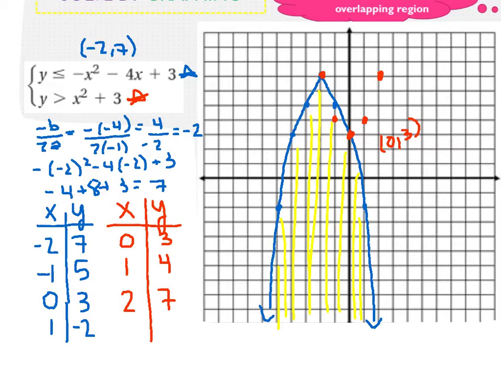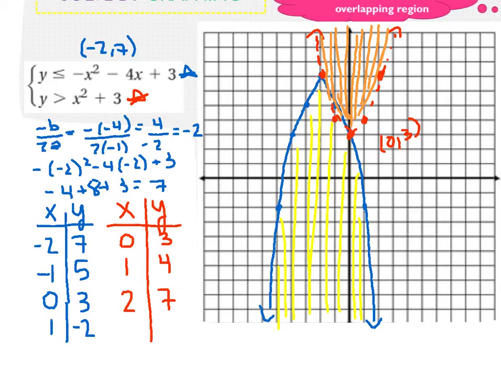And then now I'm just greater than, so I'm going to use a dashed or dotted line. And we are greater than, so I'm going to shade above. So you can see that our solutions are going to include the points that they have in common, which are these points here, along with the overlapped region, which is this small area between the two parabolas.